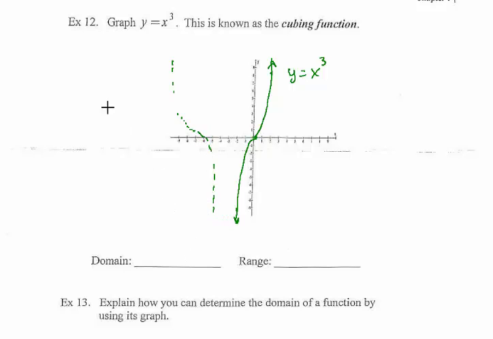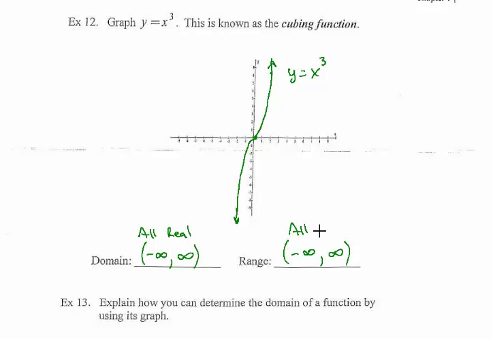But in the case of y equals x cubed only, no other numbers on the side with the x, the domain is all real numbers, so we write negative infinity to positive infinity, and then the range spans the entire y-axis. So again, all real numbers for both the range and the domain.